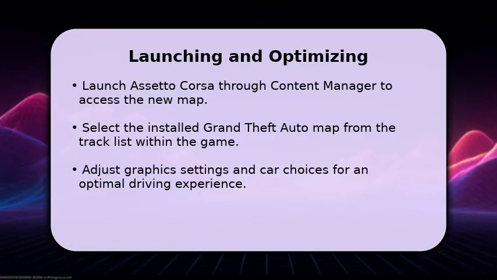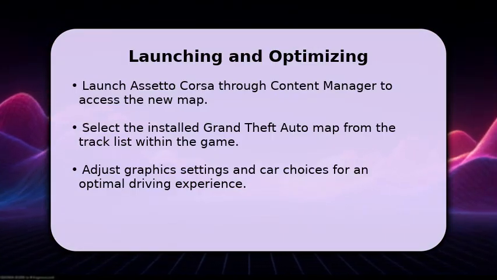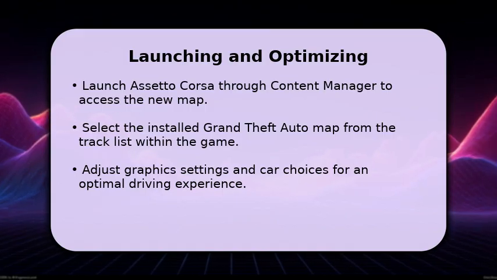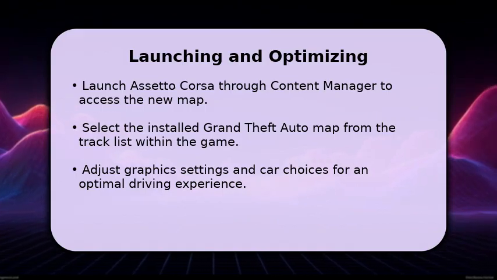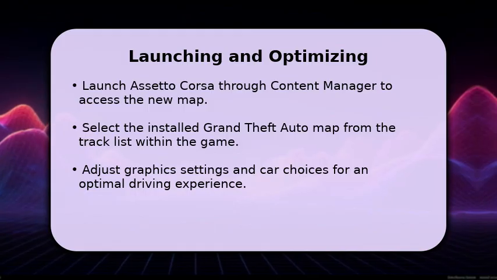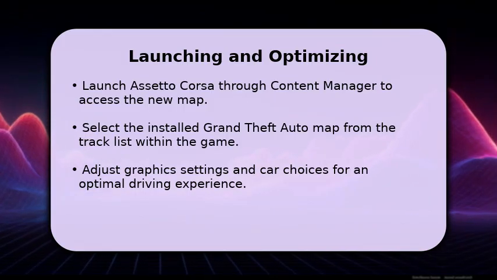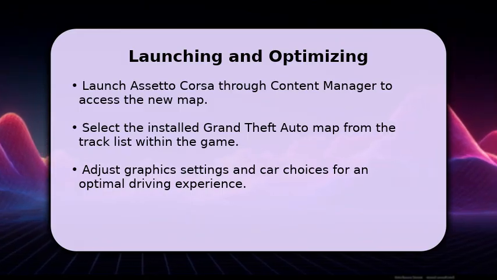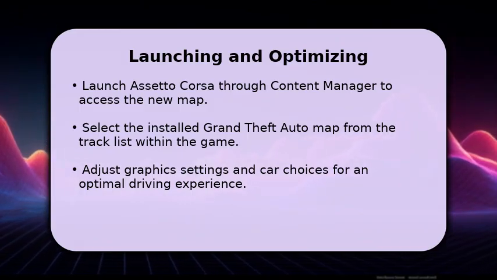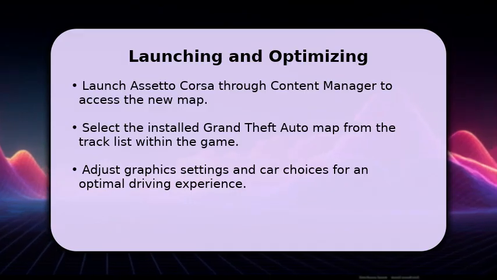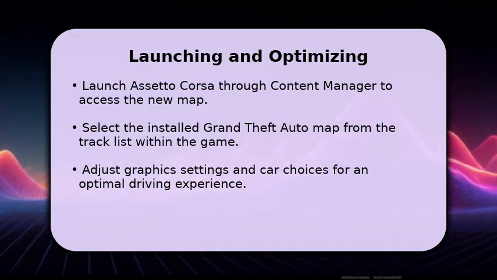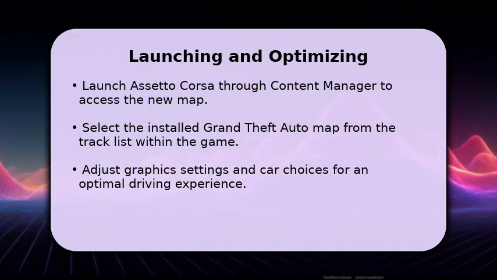With the map installed, launch Assetto Corsa using Content Manager. Navigate to the Drive section and select your newly added Grand Theft Auto map from the track list. You might need to adjust some graphics settings, especially if the map is very detailed, to maintain smooth performance. Consider setting the level of detail to around 150 meters for average PCs.